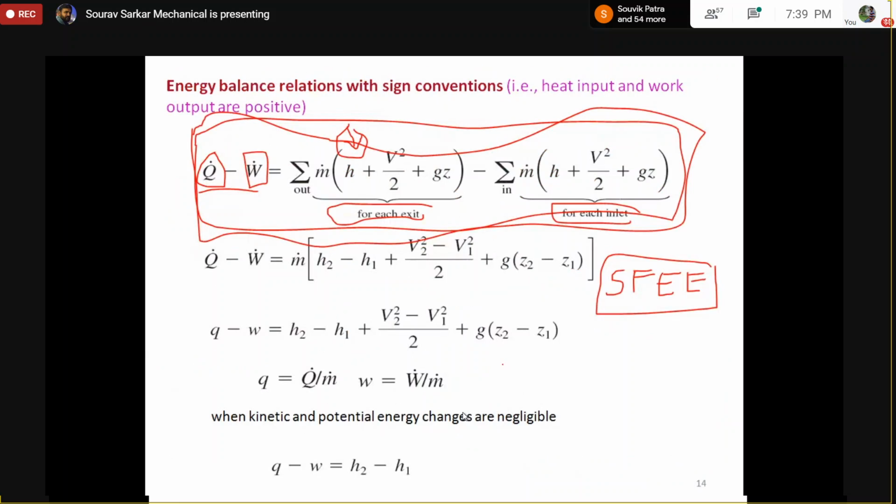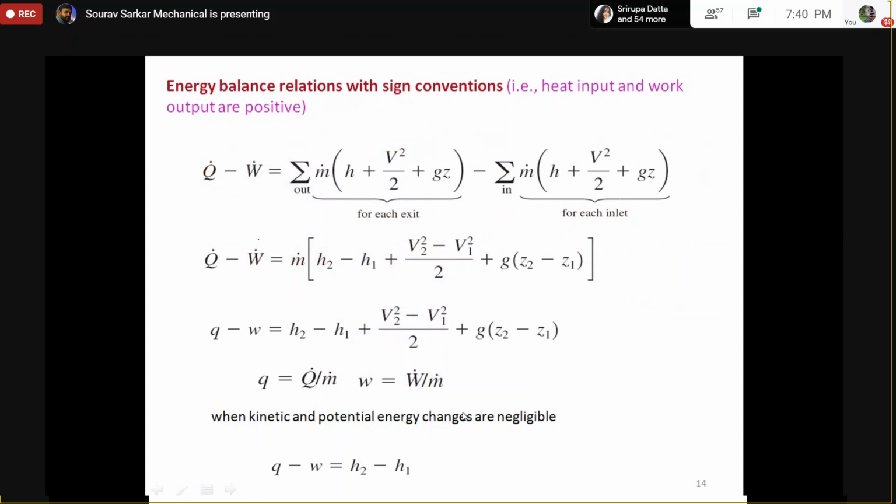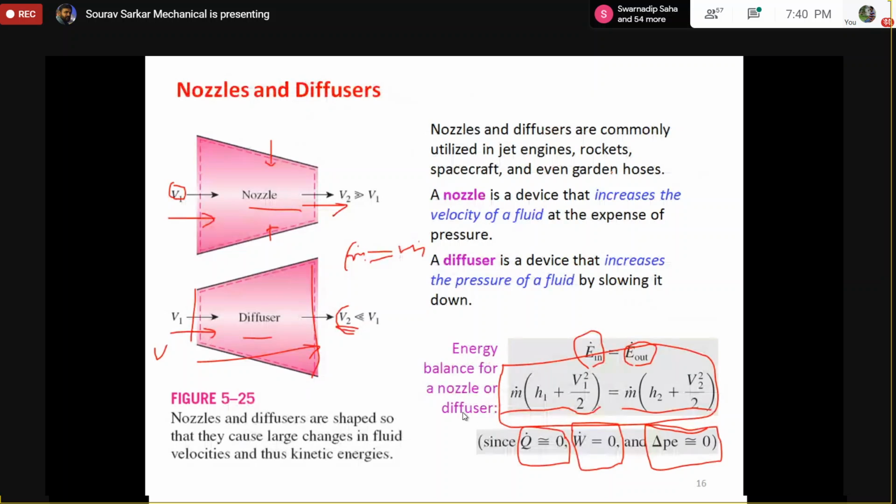If I go back to the previous equation, this will become 0. This goes to 0. There is no heat transfer. There is no work transfer. There is no change of potential energy. So this became this. Okay, so this is the function of a nozzle or diffuser.